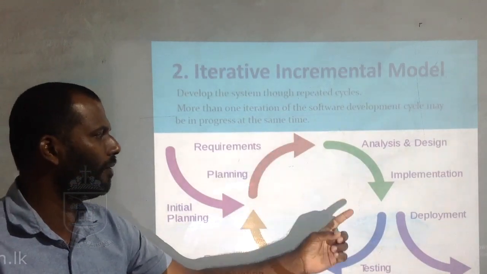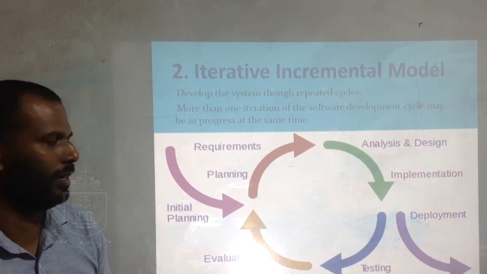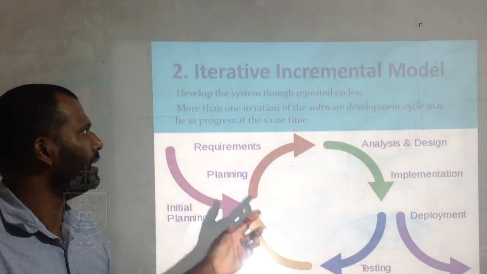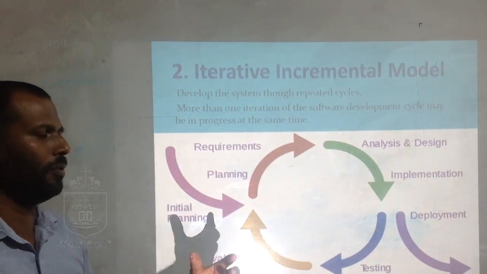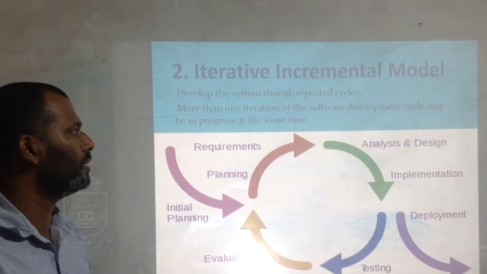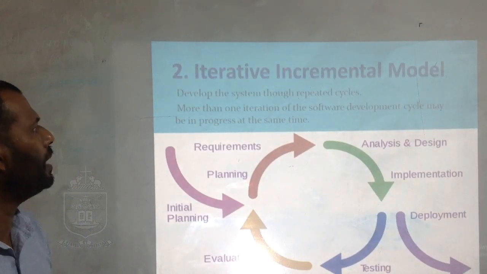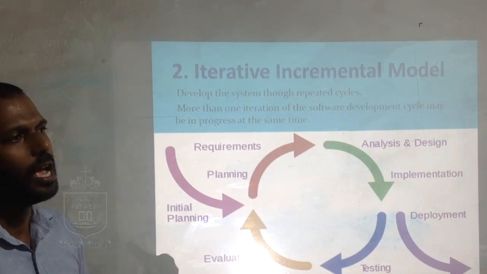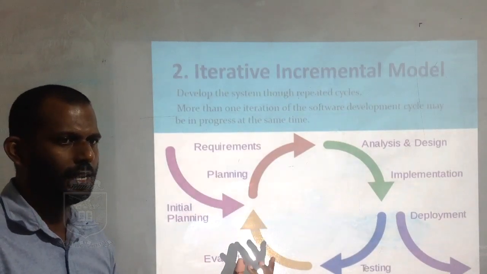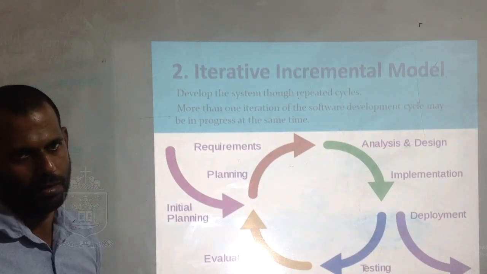Once you complete one cycle, one part of your software is over. The second cycle means another part. That's why it's repeated in so many cycles. To complete your project, you must complete many cycles in your software development. More than one iteration of the software development cycle may be in progress at the same time. Another thing, you can't wait for completing one cycle to start the other cycle. You can do many cycles at the same time.